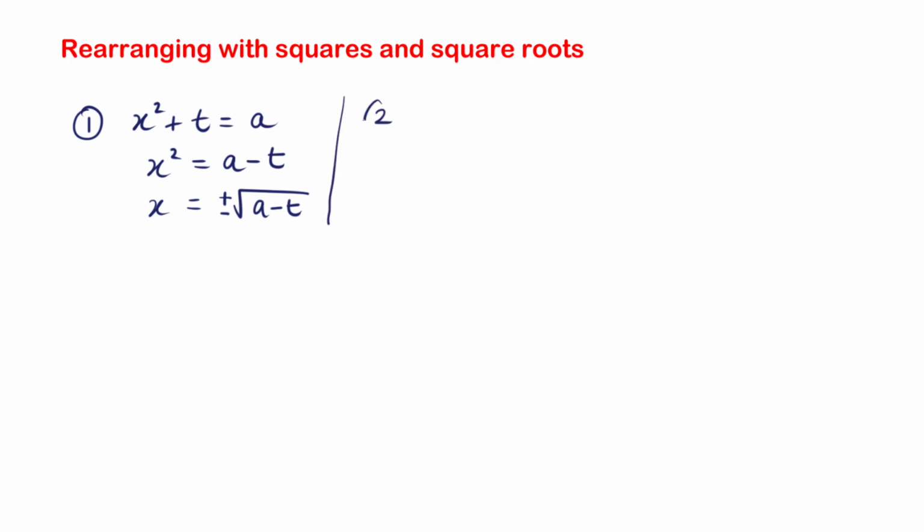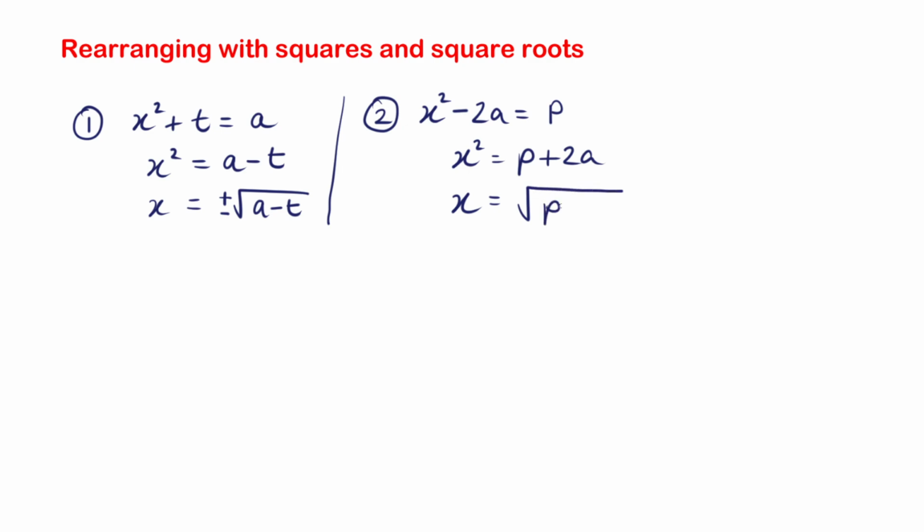Okay, let's try another one. What would happen if I had something like that? Well, obviously then we would have x squared is p plus 2a, and then we would square root both sides, so we'd have the square root of p plus 2a, and we remember to put a plus minus in the front.